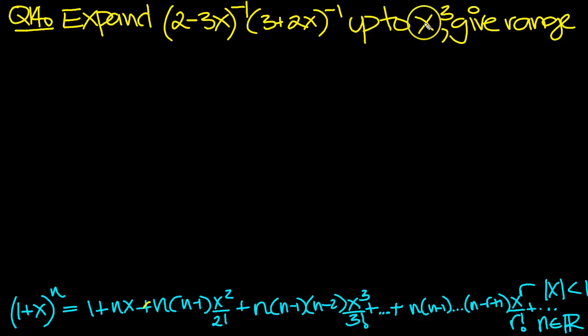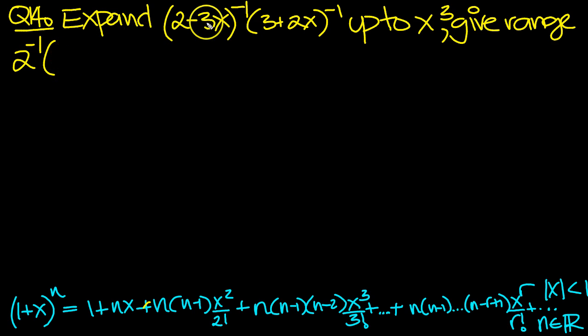Expand these brackets up to x cubed, give the range. So let's have a look at this then. There's a 2 here that we'd want to take out of the bracket. When we take it out, we'll need a 3 over 2, won't we, in the bracket? And then we'll have 2 to the minus 1. So basically I'm going to take that in one fell swoop.